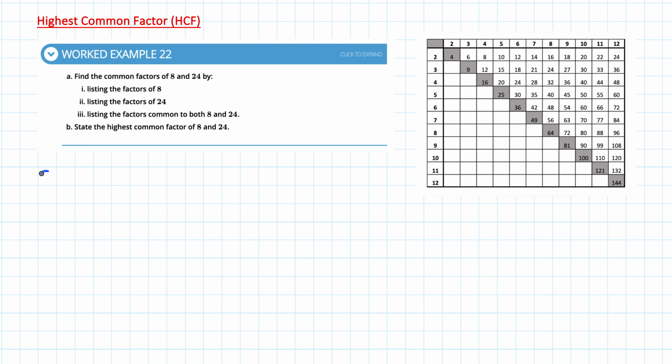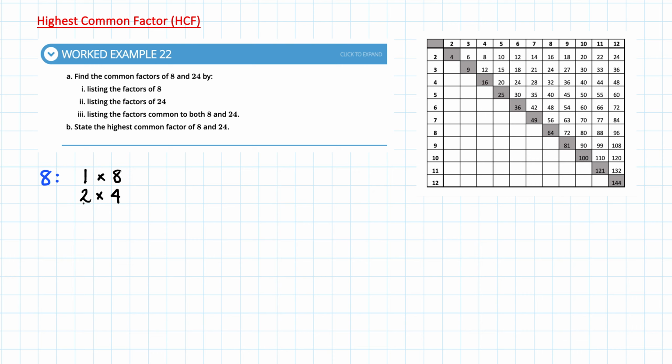So we're going to start with 8. I'm going to write 8. Now, with whole numbers, we always start with 1. Agree? So 1 times 8 is equal to 8. So then I have a pair. Then going to the next whole number, 2, I know that 2 times 4 is 8.